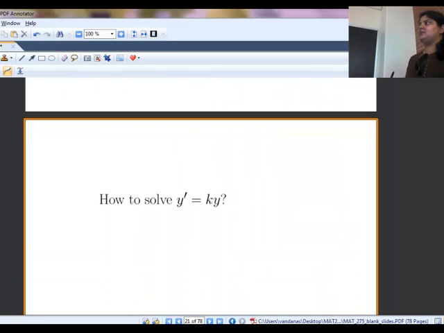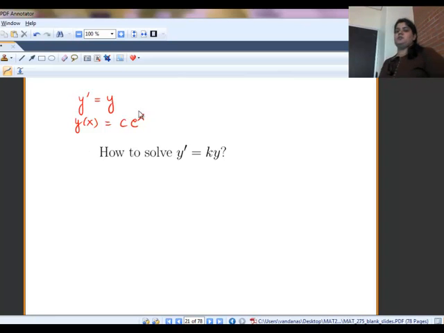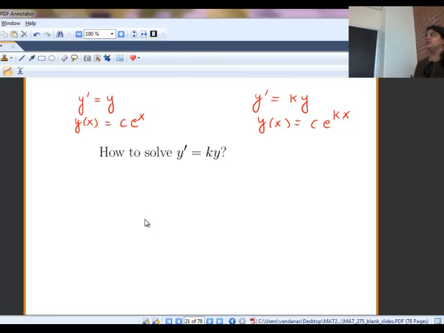Okay, now let's solve this simple problem which we guessed in the last lecture. You told me y prime equals y, the solution is c e to the power x, because all constant multiples of the exponential function will satisfy this. And you also told me that for y prime equals ky, the solution will be c e to the power kx in the last class. Now, why is this a solution of this differential equation?